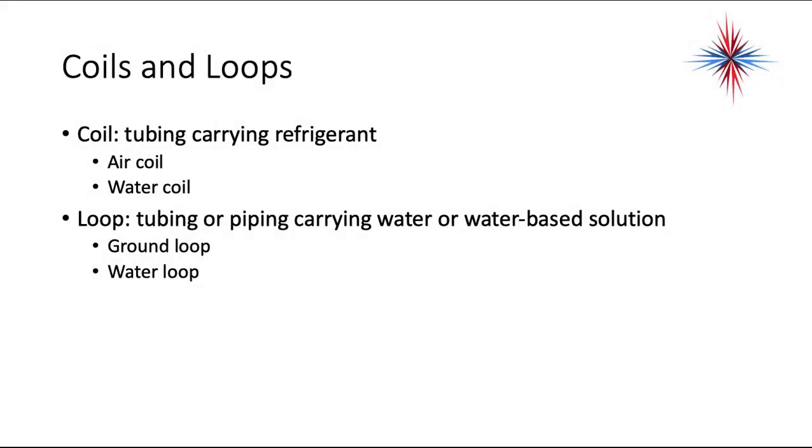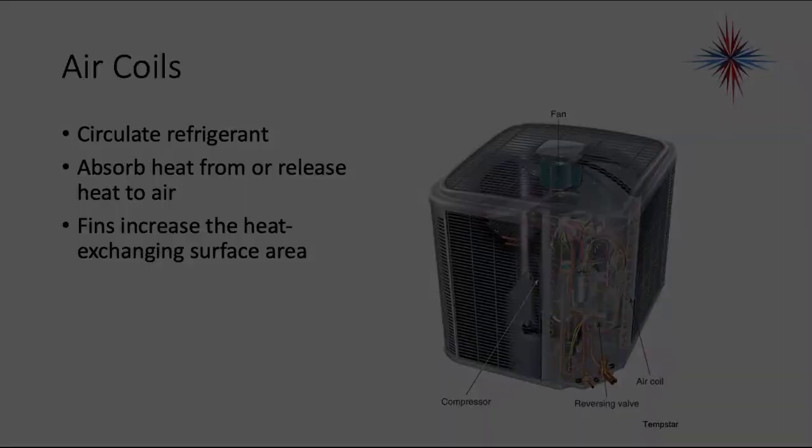Coils and loops. There are two terms here. A coil is tubing carrying refrigerant, such as an air coil and water coil. But a coil is tubing carrying refrigerant. All we're saying is, is air blowing across it, or are we exchanging heat to water? A loop is tubing or piping carrying water or a water-based solution. It could be a ground loop, it could be a water loop. All those two terms say is, is it in the ground or is it in the water?